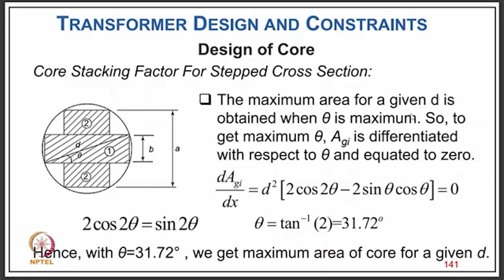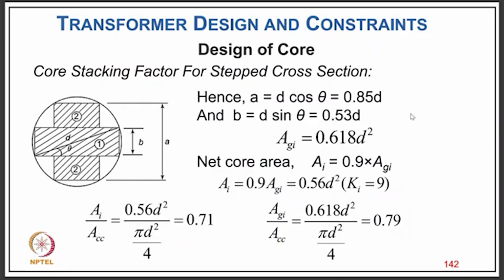So now the maximum area for a given D is obtained when theta is maximum. So to get maximum theta, AGI is differentiated with respect to theta equal to 0. So dAGI by dθ equals D square in bracket 2 cos 2 theta minus 2 sin theta cos theta equal to 0. So theta comes from here. So 2 cos 2 theta equal to sin 2 theta. So theta becomes tan inverse 2, that becomes 31.72 degree. Hence at theta 31.72 degree, we get the maximum area of the core for a given D.